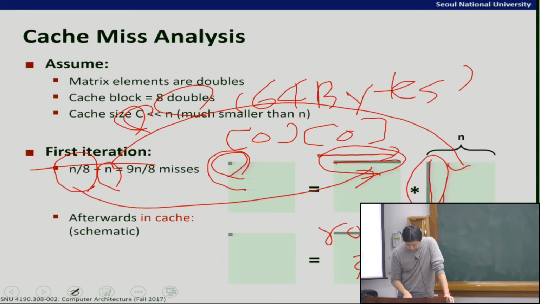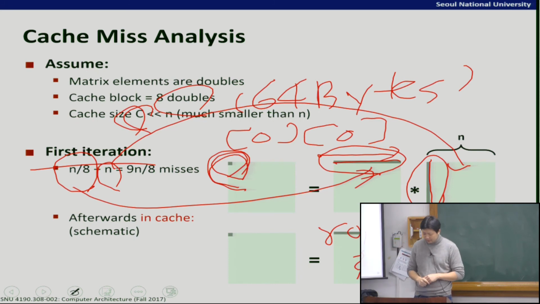So in total, for the first iteration, the total number of cache misses will be 9n over 8 if you add the two. We ignore this one because it generates only 1 cache miss, and from the next iteration it will always hit, right? It's fixed. So in the first iteration, we have 9n over 8 misses.